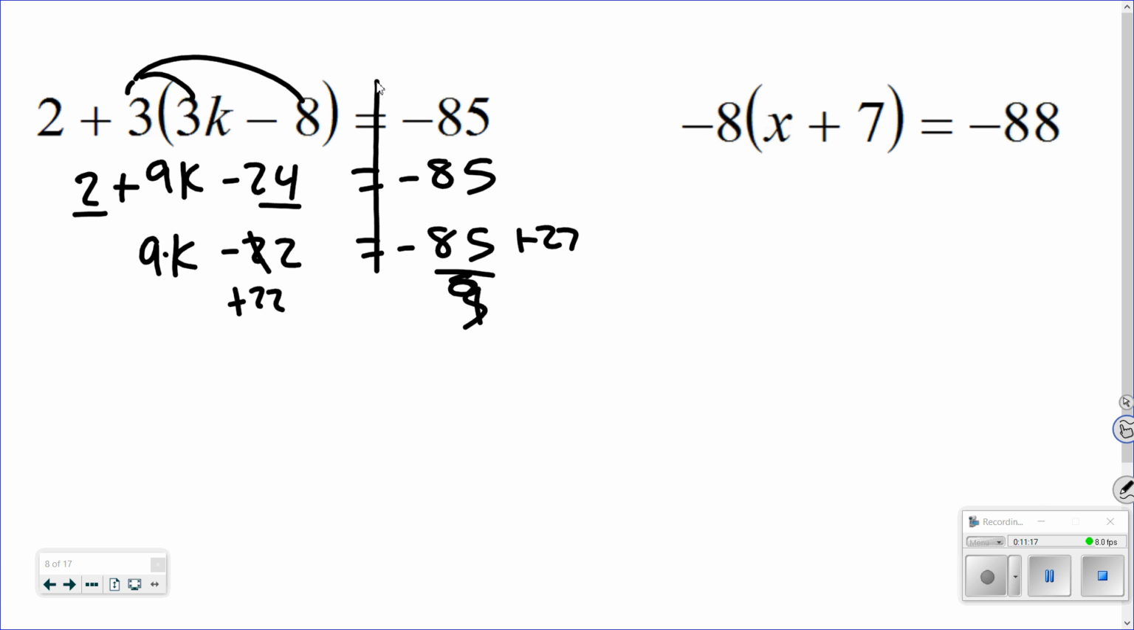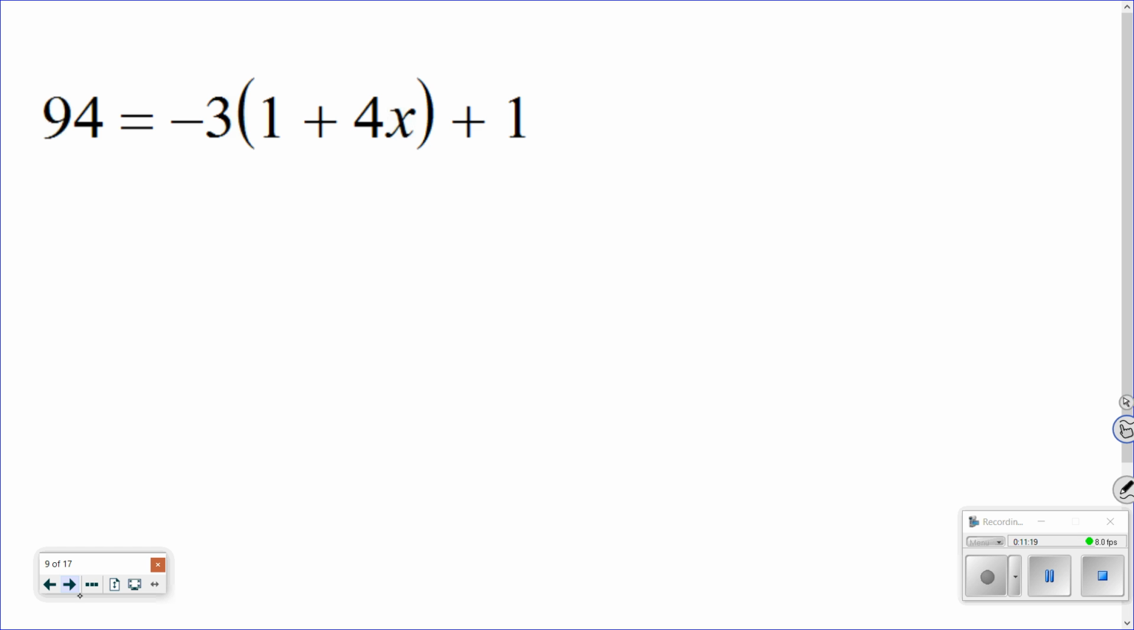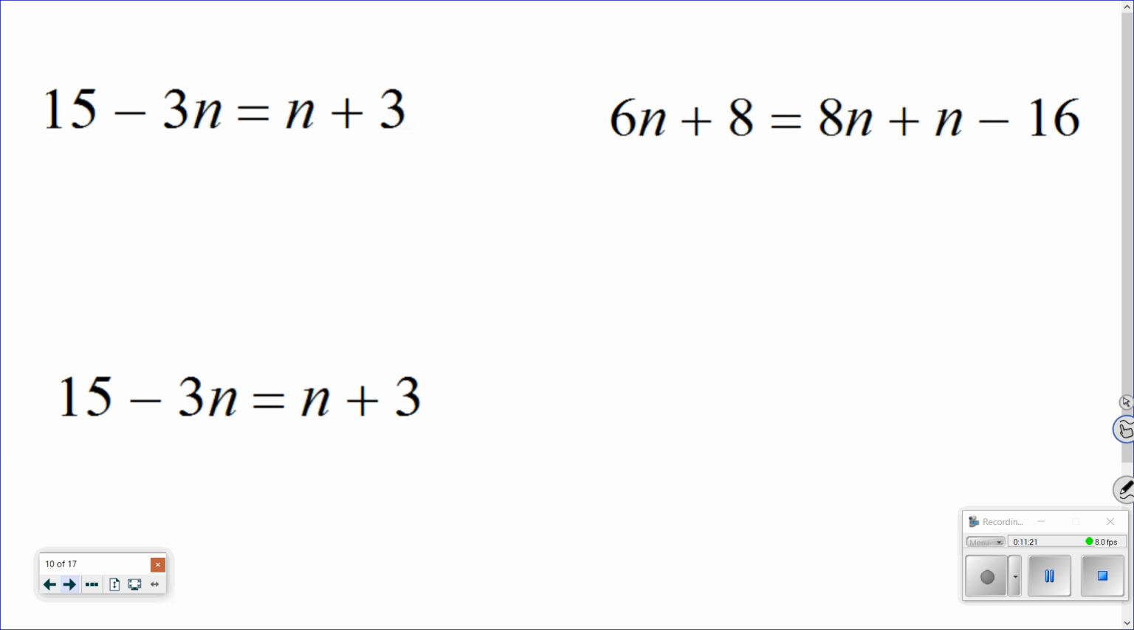All right, I want to show you one that has variables on both sides. We're going to skip past that one, and we're going to look at these examples. I don't know why I have that one repeated there. Let's just do this top one up here. I have 15 minus 3n equals n plus 3.